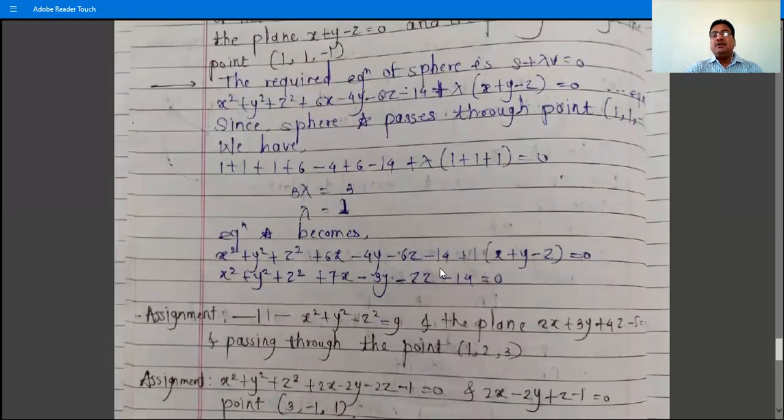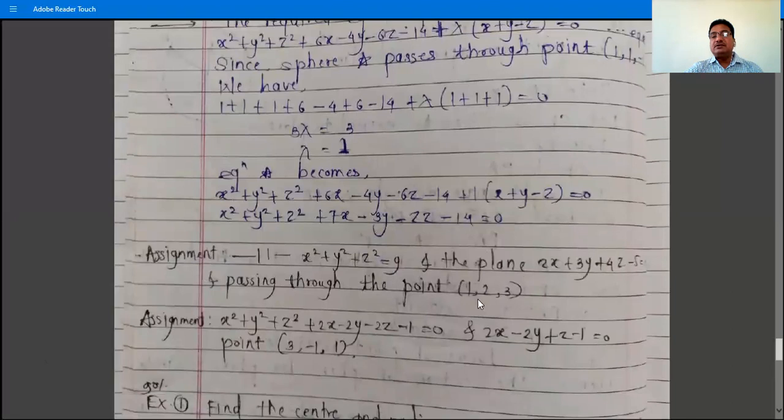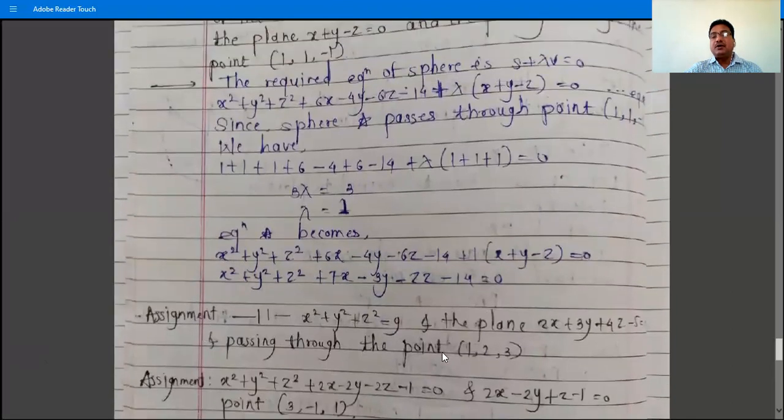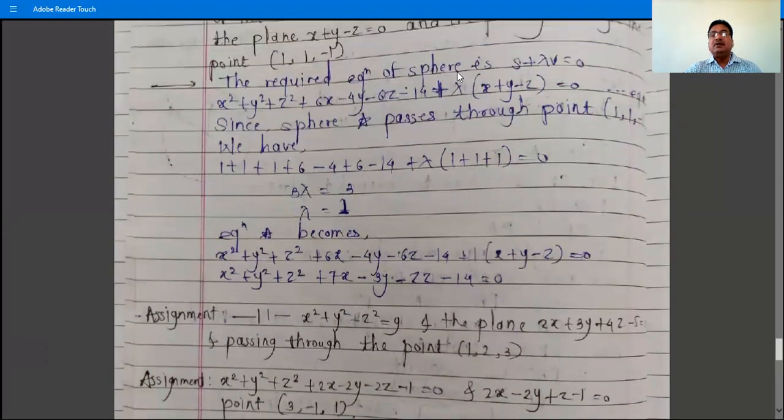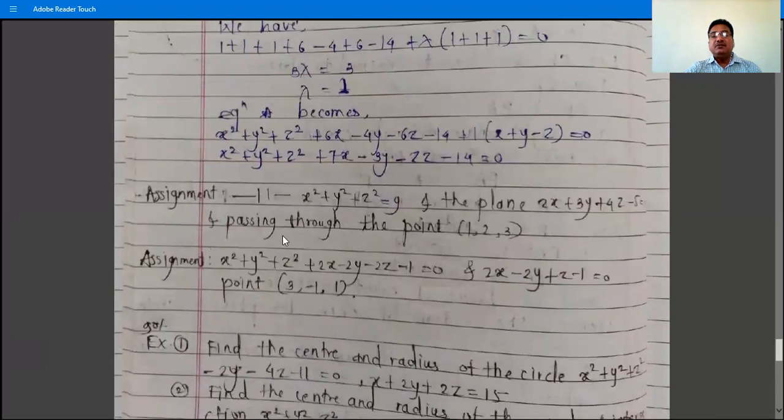And then find the value of lambda by using this: the equation star passes through the point (1, 2, 3). Therefore (1, 2, 3) satisfies the equation. That is, substitute x as 1, y as 2 and z as 3. We get the value of lambda, and then resubstitute the value of lambda in equation star. We get the final answer.